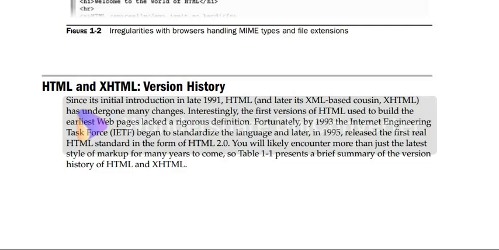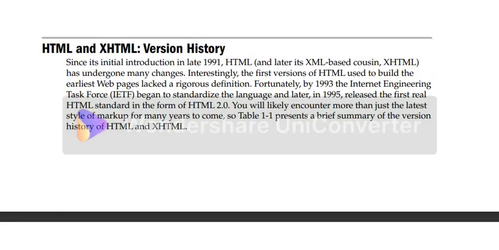Interestingly, the first versions of HTML used to build the earliest web pages lack rigorous definition. Fortunately, by 1993, the Internet Engineering Task Force, IETF, began to standardize the language and later, in 1995, released the first real HTML standard in the form of HTML 2.0. You will likely encounter more than just the latest style of markup for many years to come. So Table 1-1 presents a brief summary of the varying history of HTML and XHTML.